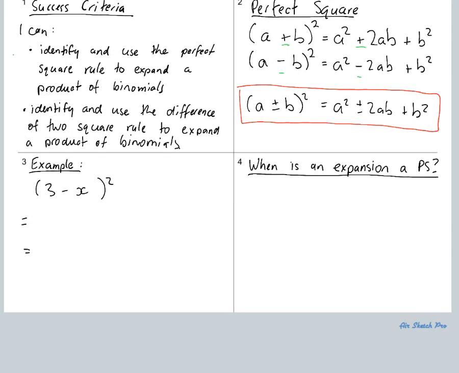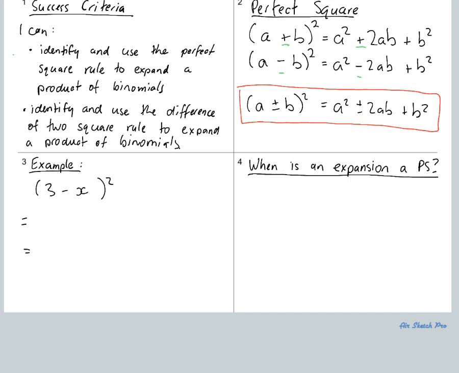Now, I'm going to show you how to utilize that rule, but I just want to check to make sure everyone's okay with that before I move on. Can you see what I've done there with the plus or minus? As long as you follow through with the right sign in the middle, you are good to go. And have you noticed that regardless of whether you're adding A and B or subtracting A and B, B squared is always positive? Okay, so it's just that middle term that's different.